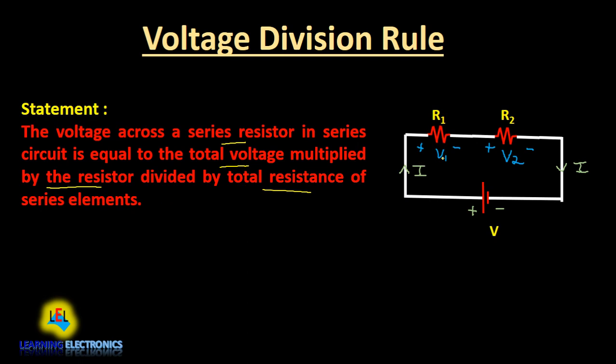Now a circuit is given in which R1 and R2 resistances are in series with each other. Let the voltage across R1 be V1, let the voltage across R2 be V2, the total voltage applied to the circuit is V, and the total current flowing in the circuit is I.